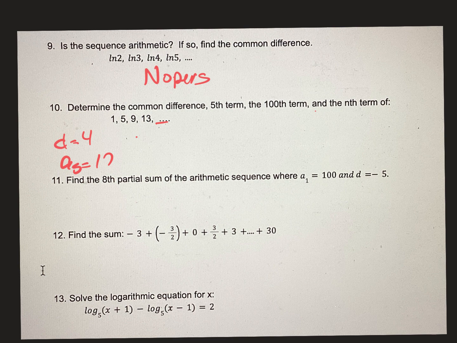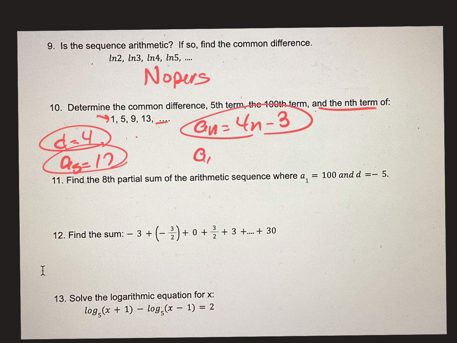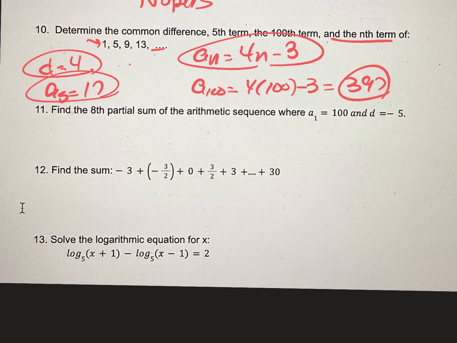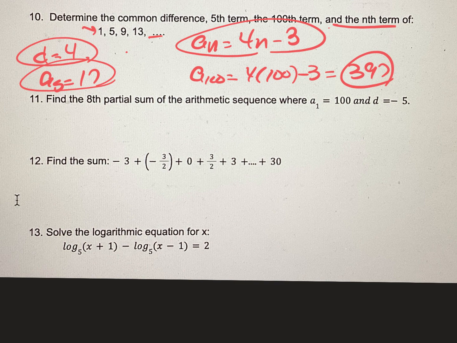The 100th term, let's do this. Let's find the nth term first. The nth term, remember how we do this. You put the d in front of your n, so 4n, and the first term is a 1. How do you get from 4 to 1? You subtract 3. So there's the nth term. So there's an answer, there's an answer, there's an answer. And then the 100th term, just going to plug 100 in for n. 400 minus 3 is 397. There's the 100th term.